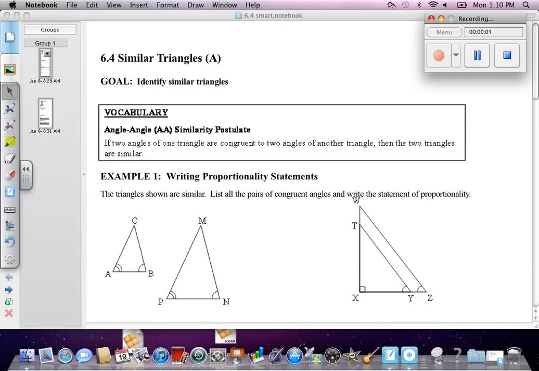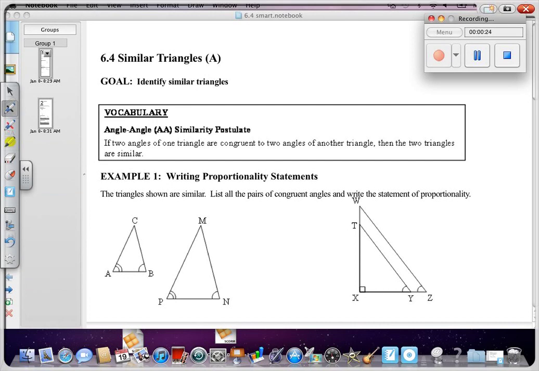All right, we're looking at 6.4, where we're dealing with similar triangles. The new thing you should probably write down on your postulate and theorem page is the angle-angle similarity postulate. If two angles of one triangle are congruent to two angles of another triangle, then the two triangles must be similar. Okay?